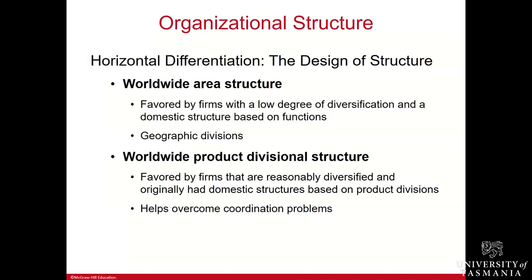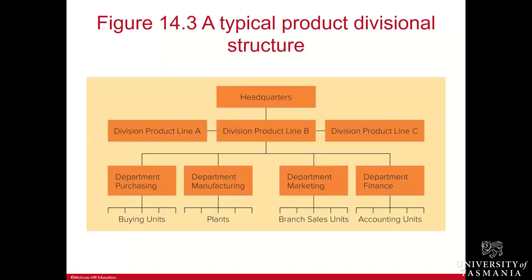But product division is much more complex and much more different. The illustration is here, and the typical product divisional structure is explained here. There's one headquarter, and for every division they have different product lines, division product line A, B, C, and they are linked to the purchasing department, manufacturing department, marketing department, but their production line is completely different from each other. They might be financed from the same department, or their purchasing department is shared, but the production line is different.